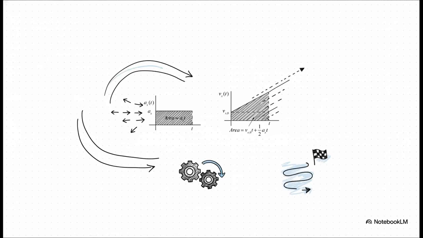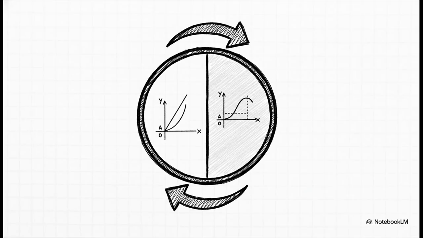Okay, now let's go backwards. If you have a graph of acceleration over time, how do you find the change in velocity? You find the area under the line. It's the exact same idea we just learned. You're summing up all those little bits of acceleration over time to get the total change in velocity. And that right there reveals this incredibly deep connection. Finding the slope, differentiation, and finding the area, integration, are inverse operations. They're two sides of the exact same coin.